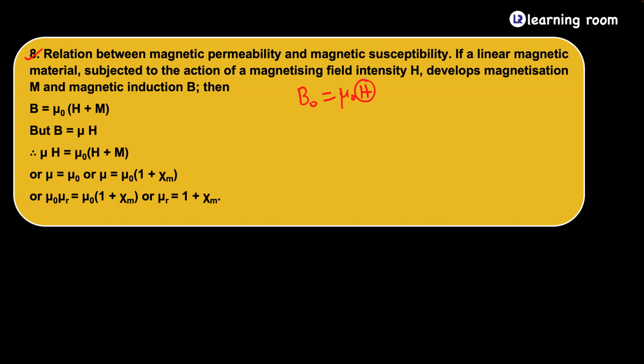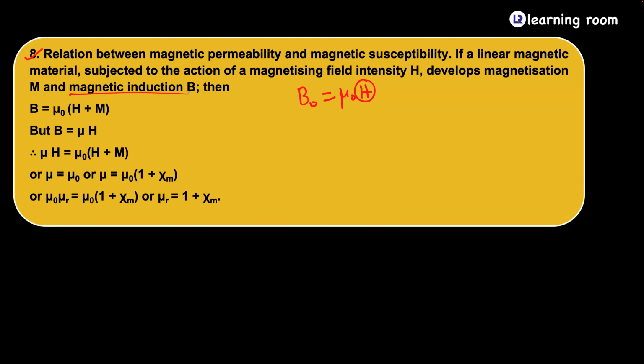When this is changing, are you in agreement with me that B will also change? You are accepting, no? Because they are both directly proportional. Mu naught is a constant. Either both vary, or both vary. That is the meaning. So when a magnetic material is subjected to the action of magnetizing field intensity, what will happen? Magnetization happens.